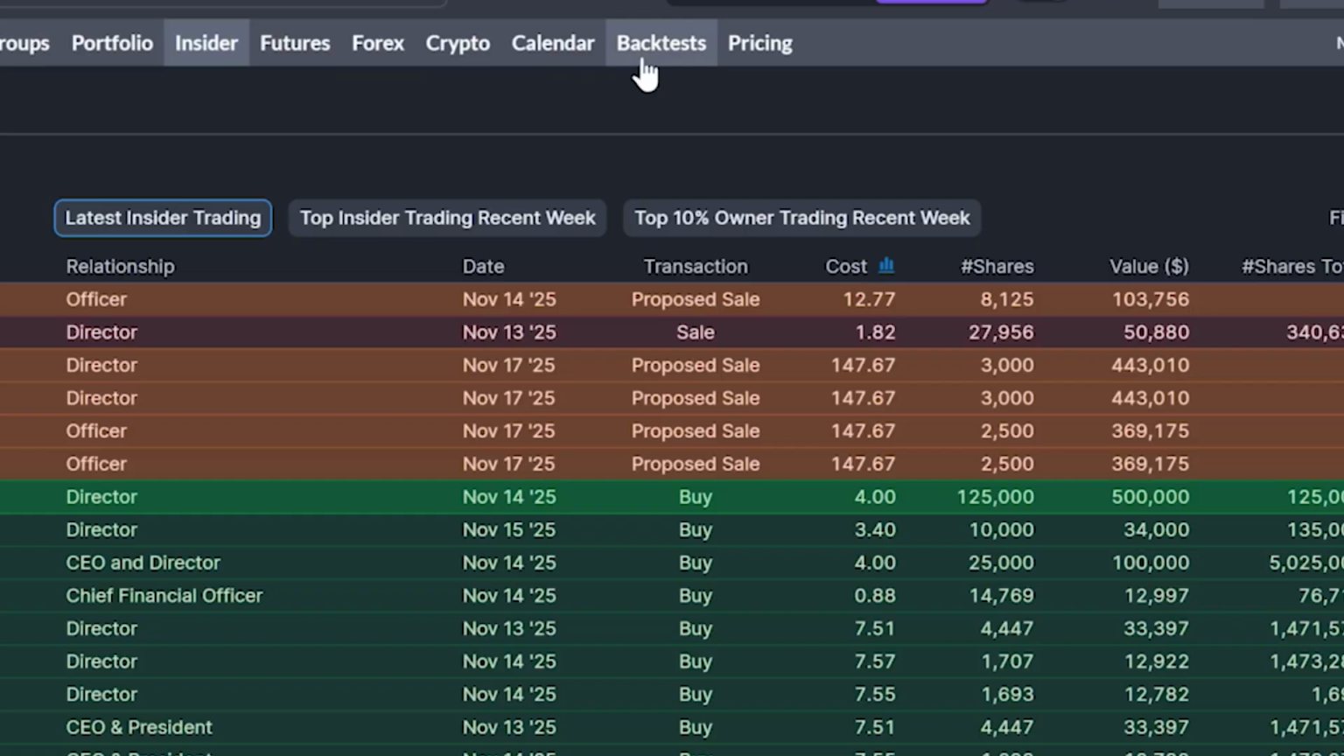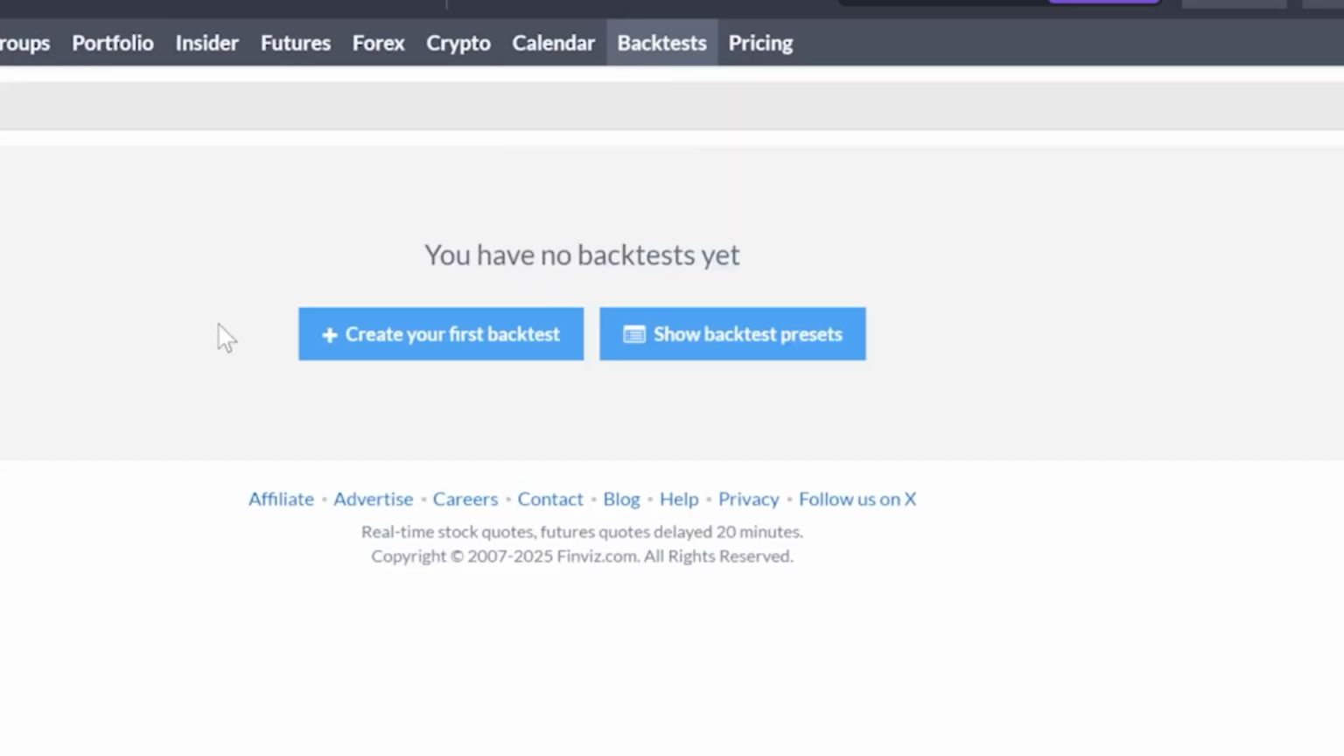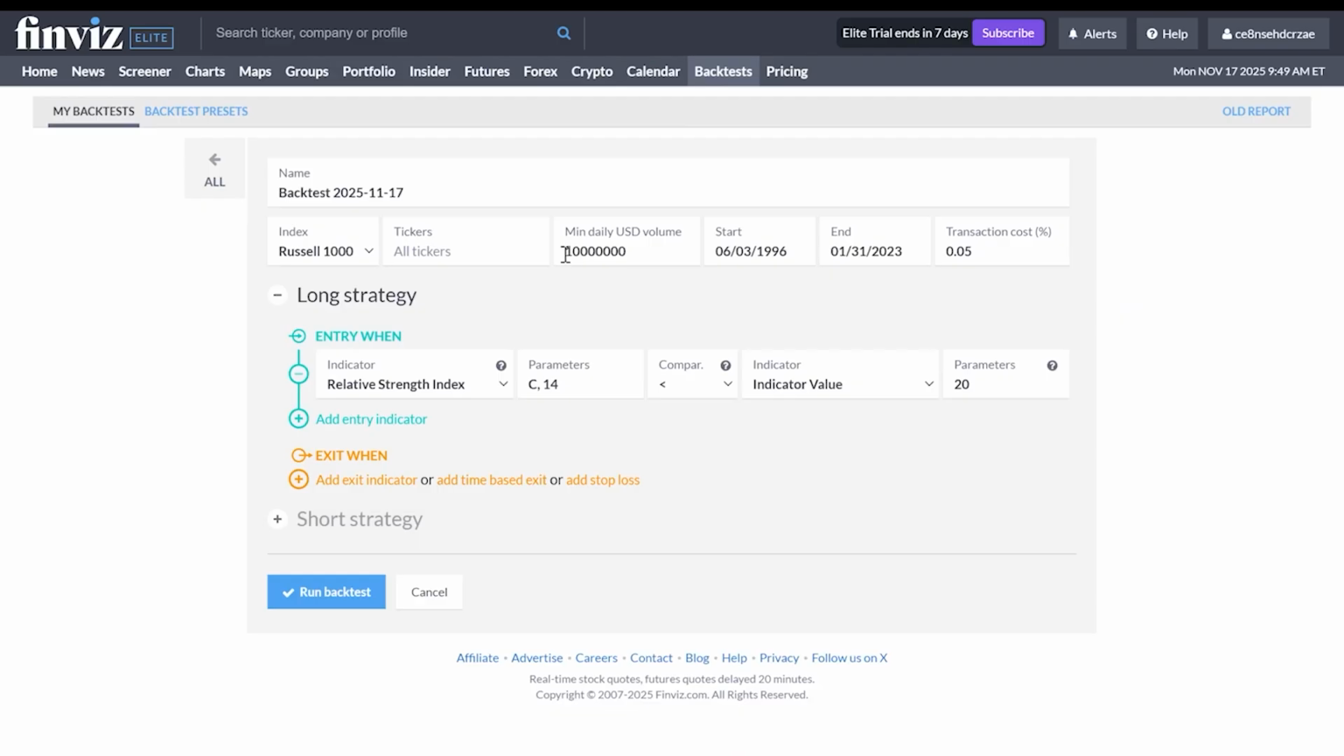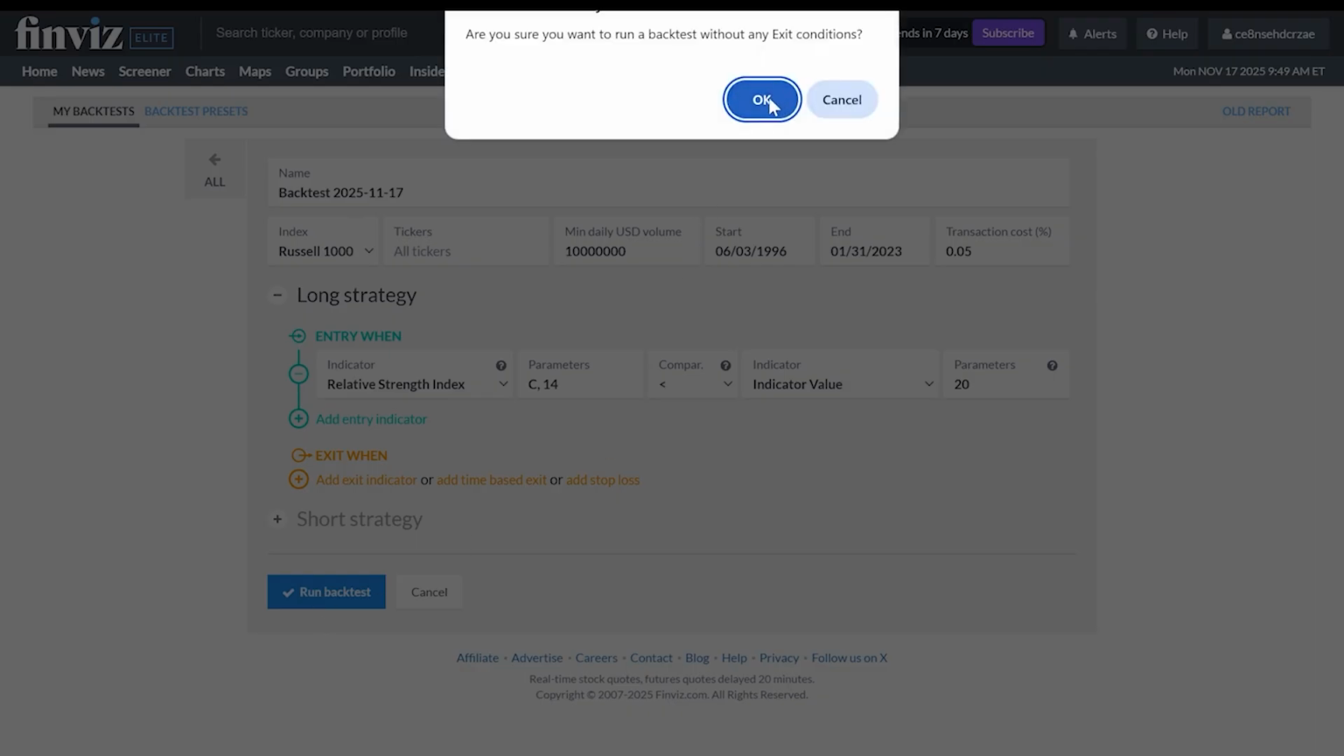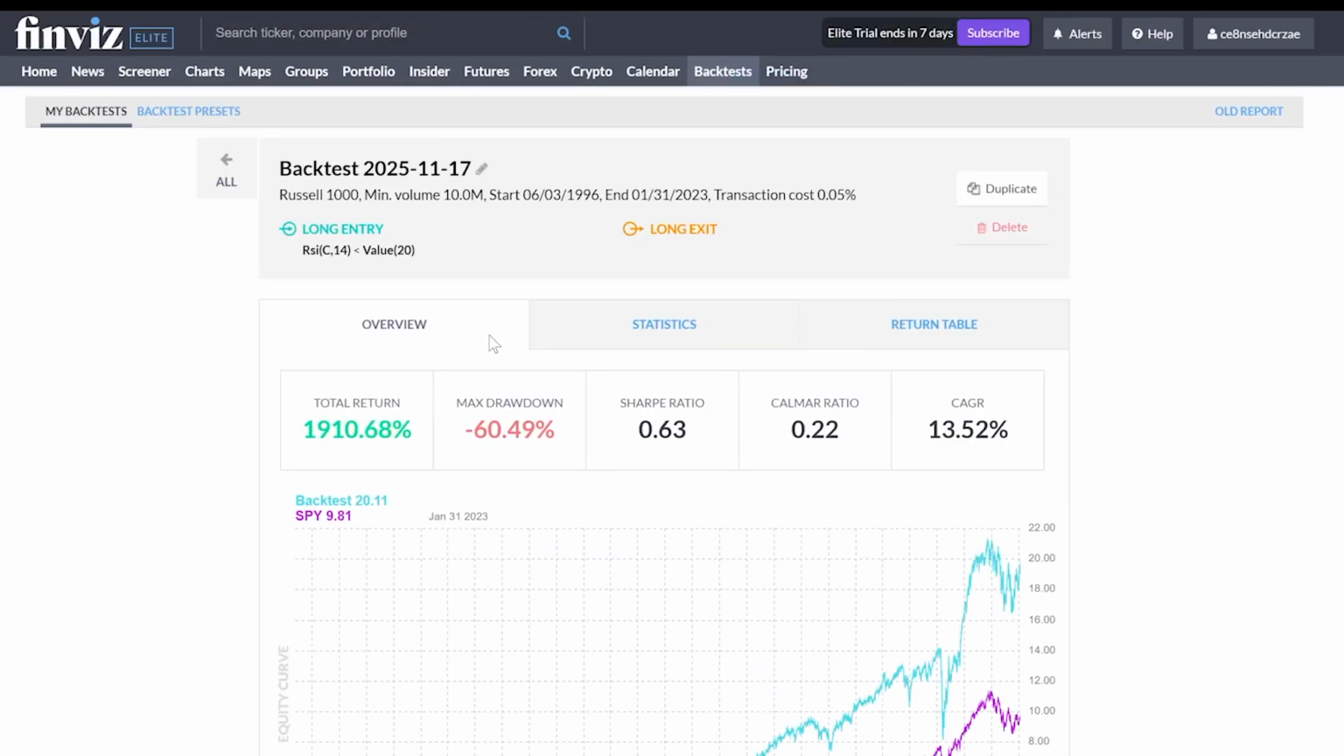And then finally, another good feature within Finviz that can be really helpful is backtesting. So backtesting is super important if you've got a strategy that you want to test out. I'm just going to run this default backtest here just to show you what it looks like.